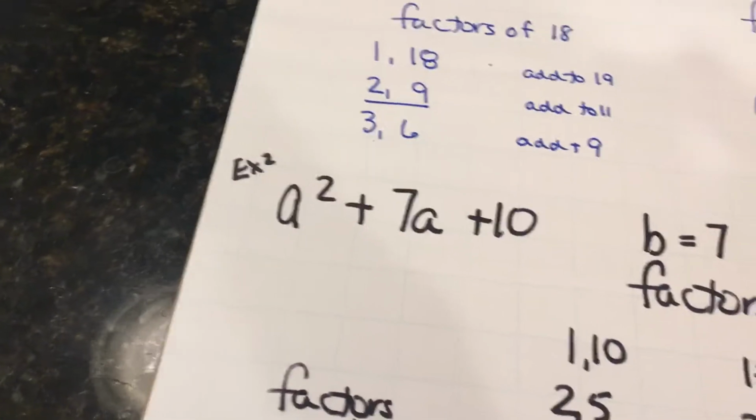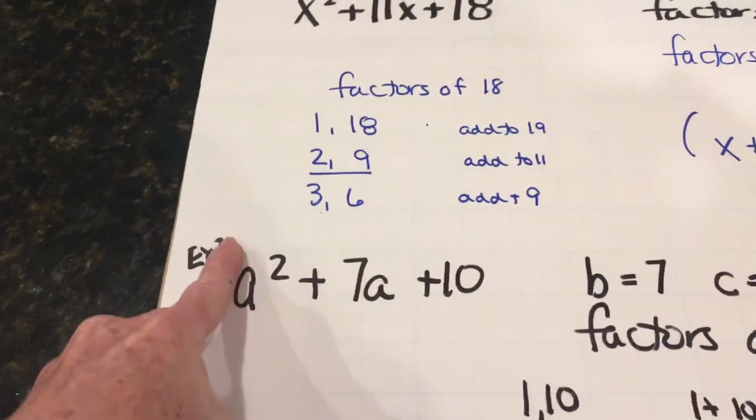Next problem, a squared plus 7a plus 10. My leading coefficient is 1.